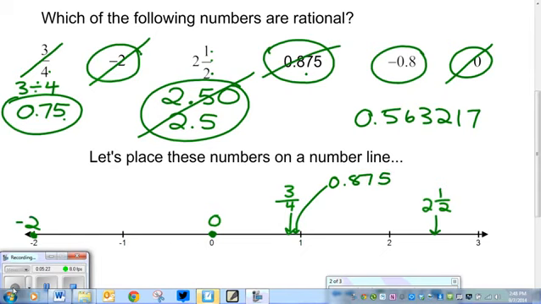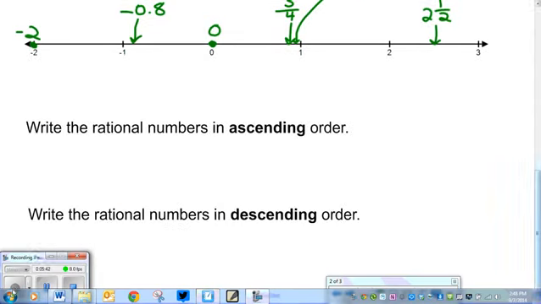The last value I have to place is negative 0.8. So again, it's between 0 and negative 1, pardon me, and it's going to be closer to negative 1. But again, I'm guessing its approximate value because I don't know for sure.